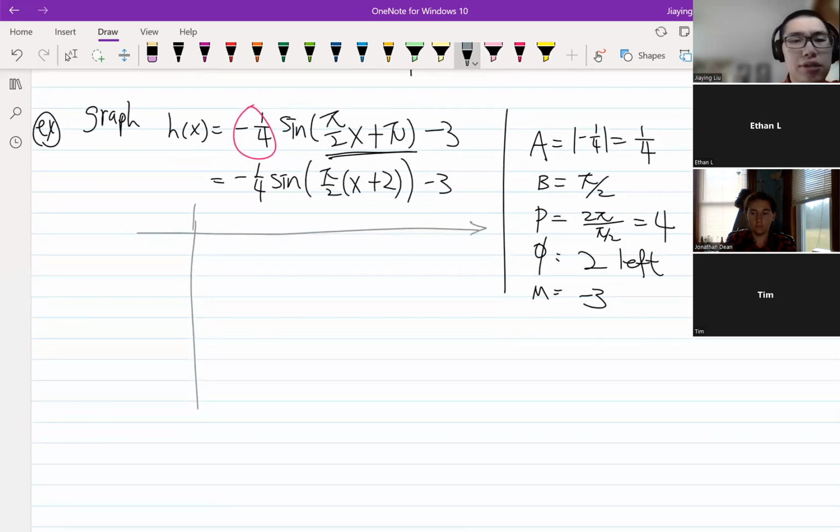So that's the x-axis. This is -1, -2, -3, -4. So the midline is at -3. So this is the midline. And the amplitude is going to be 1/4. This is the 1, so that's 1/2, 1/4. It's going to be very difficult to draw, but I think we'll be fine. So this is 1/4 above the midline, and this is going to be 1/4 below.